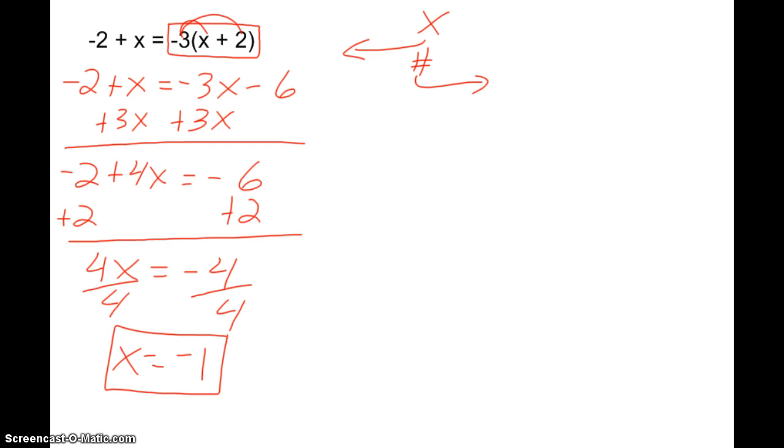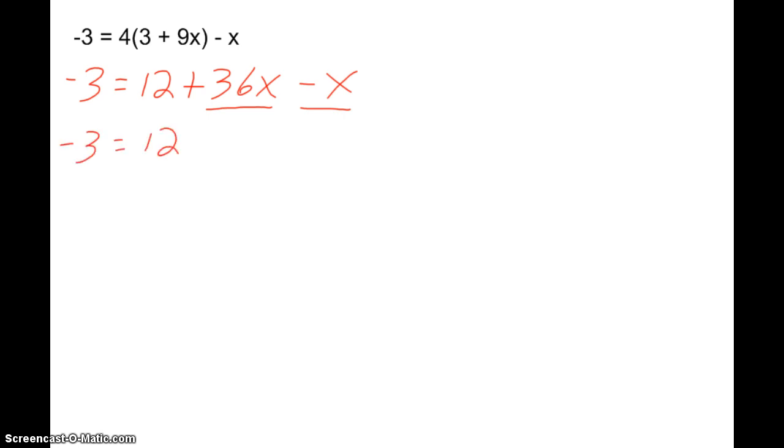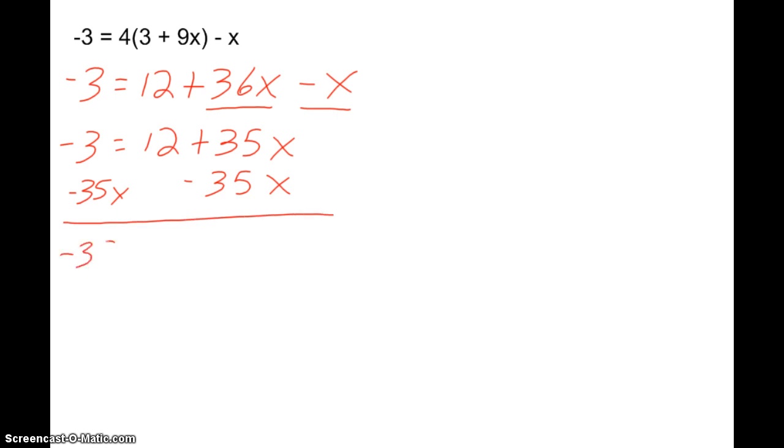Okay, let's take a look at the next problem. Again, I have to use the distributive property. Negative 3 is equal to 12 plus 36x minus x. Now in this problem, you'll notice I have an x term on the right side. I have another x term on the right side. I need to combine like terms. 36x minus x is plus 35x. I'm going to move my x to the left, so I get rid of it on the right side. Negative 35x, negative 35x. That will give me negative 35x minus 3 equals 12.